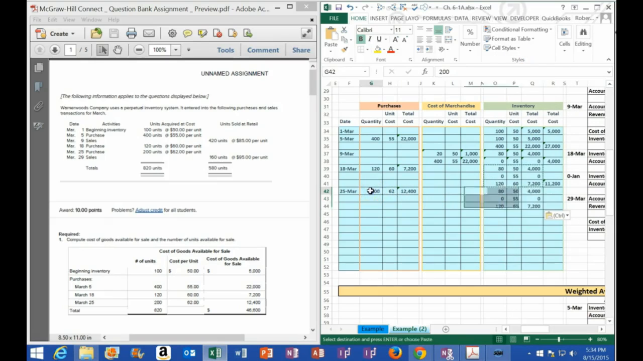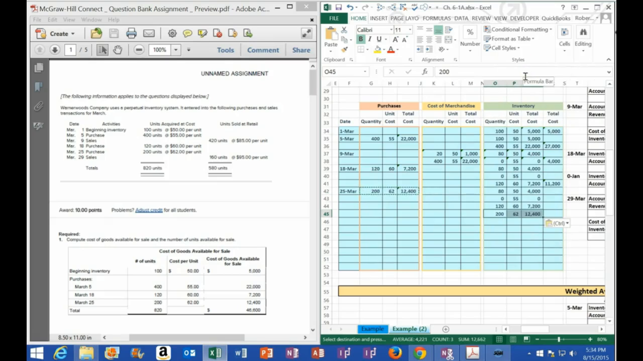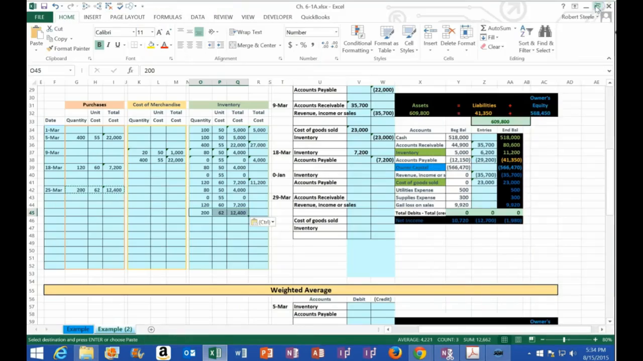Then we're going to add to it the new layer that we have, another 200 units at 62. Copy that and paste it here. So there's our layers that we have. Then we can go ahead and make this large and post this out. Once again, we bought more inventory. We bought 12,400. So we're going to debit 12,400, and we're going to credit 12,400, increasing inventory and increasing the payable.